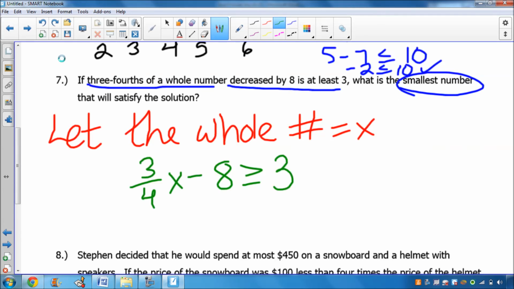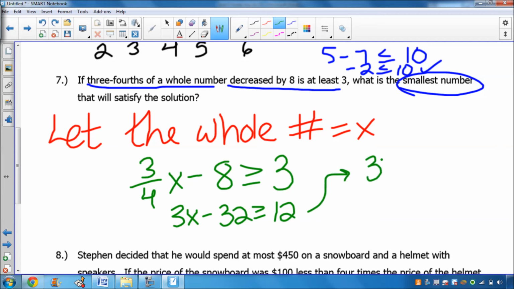Okay, so now I'm going to solve my inequality, okay? And I'm going to multiply everything through by a common denominator of 4 so I can clear my fractions. So I end up getting 3x minus 32 is greater than or equal to 12 because everything times 4 turns into these numbers. Then I would add 32 to both sides, so I would end up getting 3x is greater than or equal to 44. Okay, then divide both sides by 3, I end up getting x is greater than or equal to 44/3, which would end up being 14 2/3.